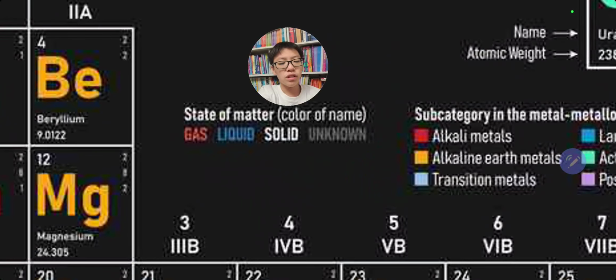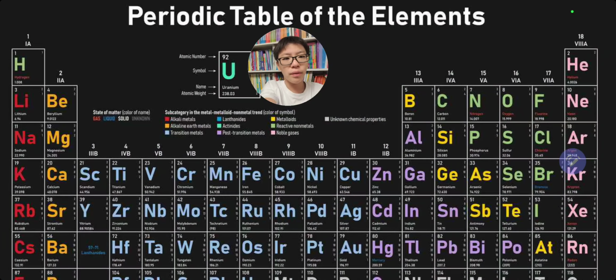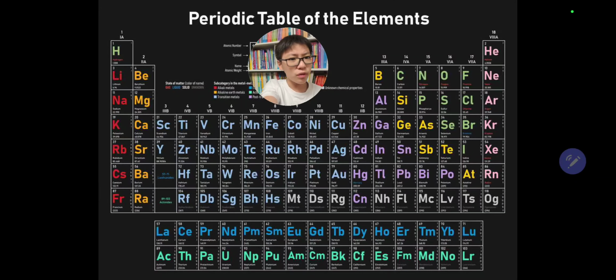This one even color codes the state of matter and even unknown. It even subcategorizes them to the metal, metalloid, or non-metal trend, which is also a color or symbol, or even unknown chemical properties. This is a pretty old version now. And actually, we get so many things to happen too. What is a thing about the periodic table is that it organizes all the elements together too. We talk about the discovery of these elements too, and how they actually help us in regular life.